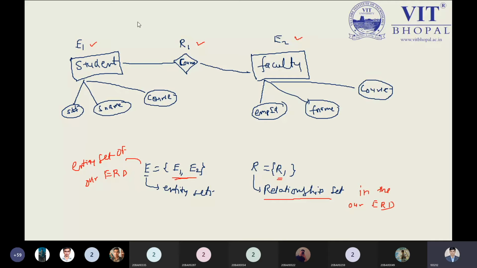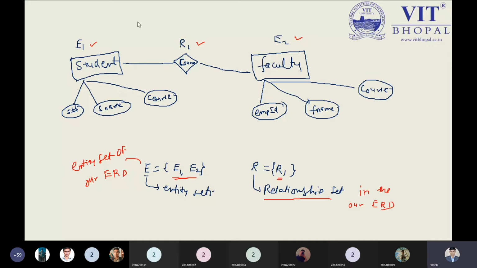So what is the relationship between the husband and wife? Because both are married. Definitely we have this point. So, inspired from this story, we can say the student and faculty can be connected by some relationship. So what is the name of the relationship? That is a course, or maybe any other thing.